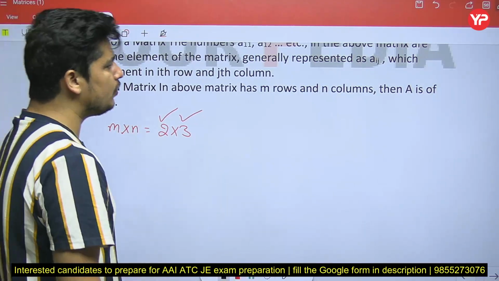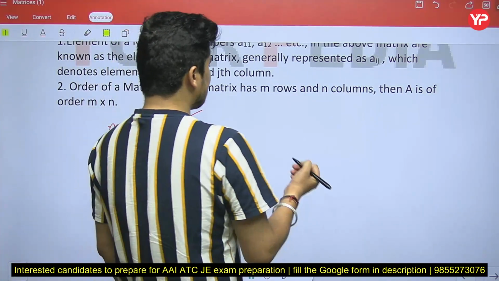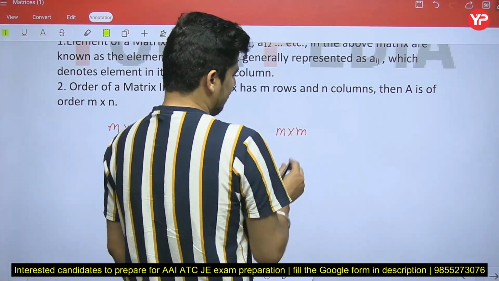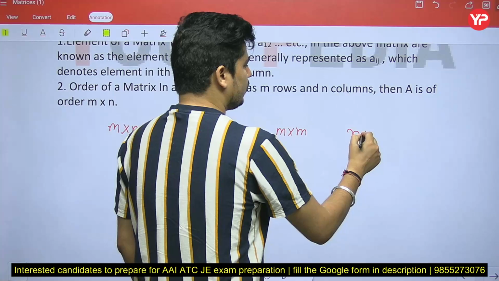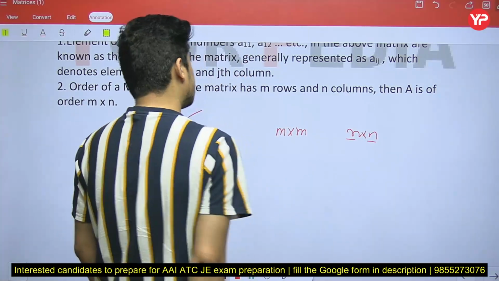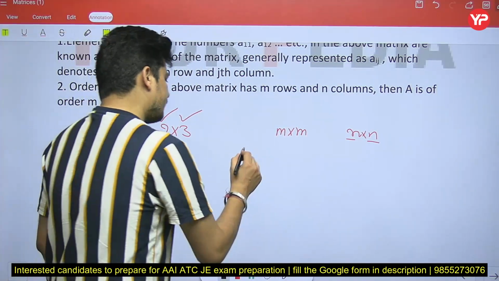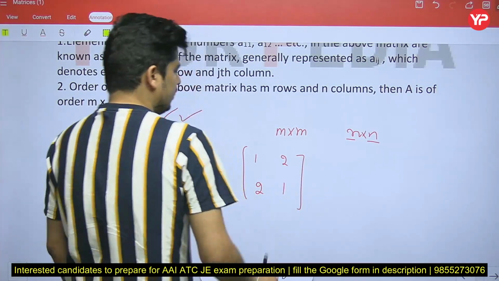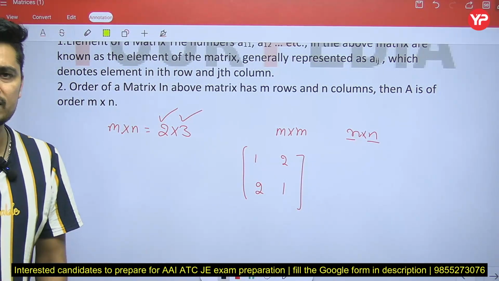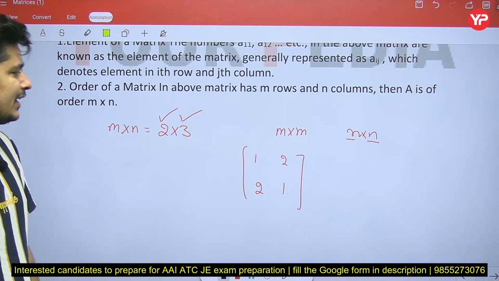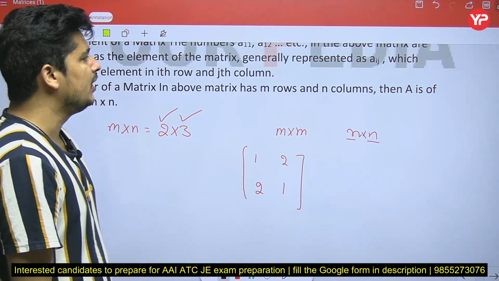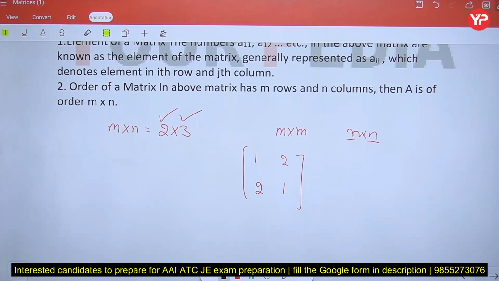Okay, one more thing you have to understand here. Let us take a square matrix. In a square matrix, the order is m cross m, or n cross n, you can say. The number of rows and number of columns are the same. Let us take an example: 1, 2, 2, 1. So this is a square matrix because inside this, length and width are the same, meaning the number of rows and number of columns are the same. That's why it is called a square matrix, right?